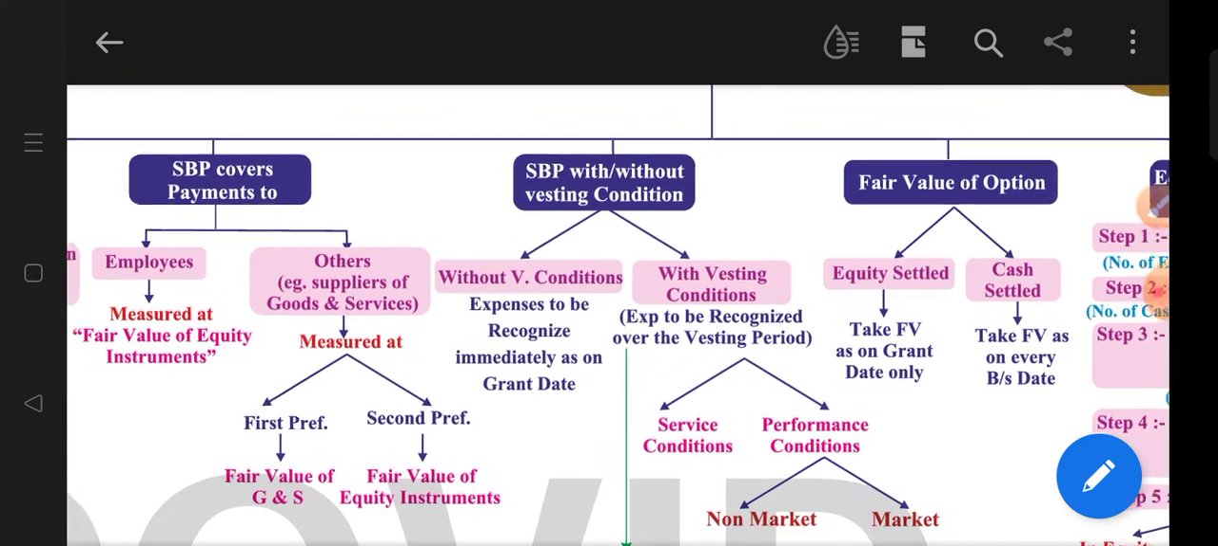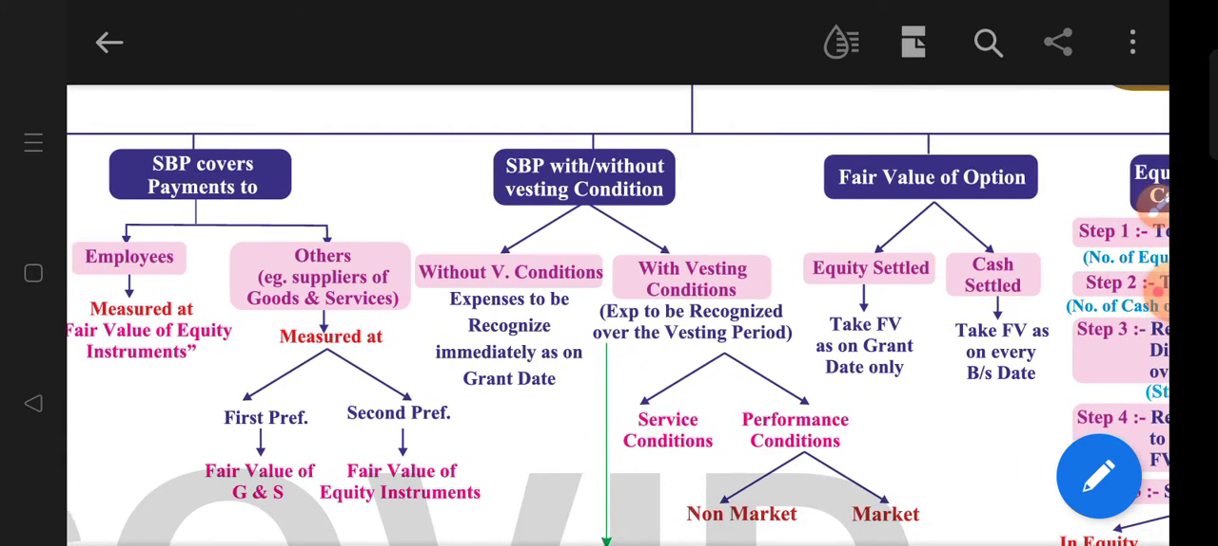And share based payments with or without vesting conditions. What is meant by a vesting condition? A vesting condition means they say that only if you work in this company for 3 years can you exercise these shares. They will say: we will give you these shares only if you are working in the organization for a continuous period of 3 years; that is the vesting condition. Or if they impose any other condition, like if you achieve this much sales target we will provide you the shares.